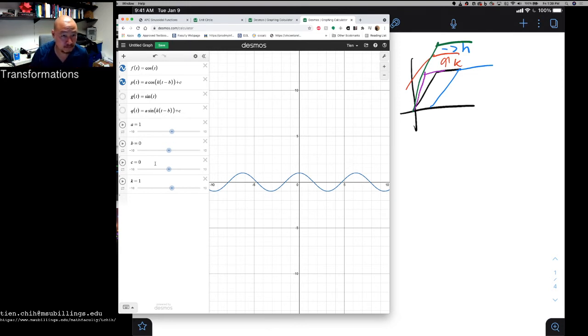So we'll start by adjusting the left and right shifts. Right, again, as I move B up, it pushes everything back.